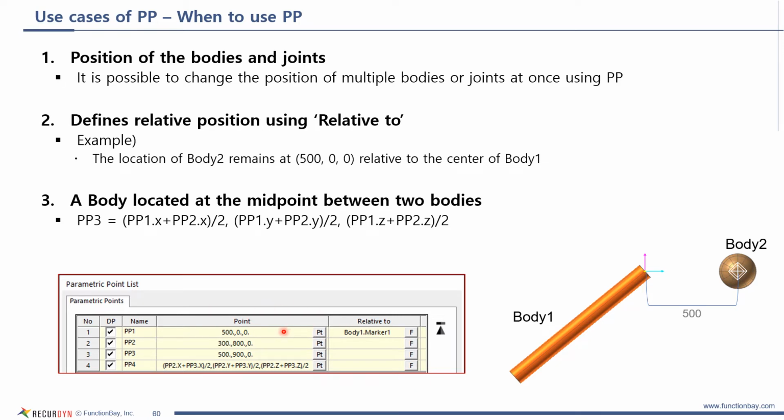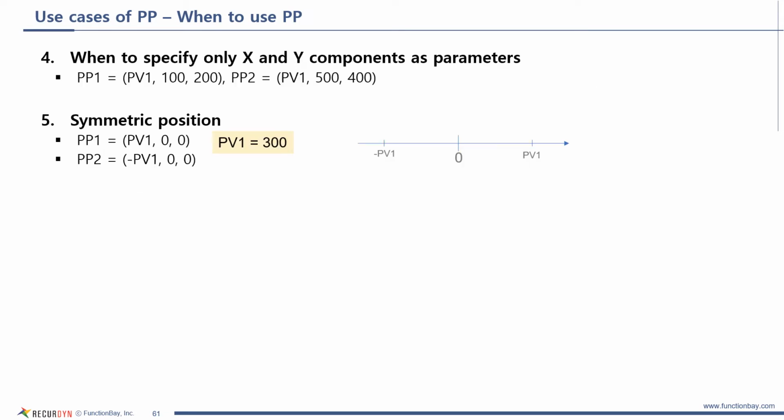It is also possible to define a body located at the midpoint of two bodies using a formula. It is also possible to define only specific components among X, Y, and Z as parameters. When creating PP, you can define the specific components as PV, and the rest as constants. PP is also used to define symmetric coordinates.